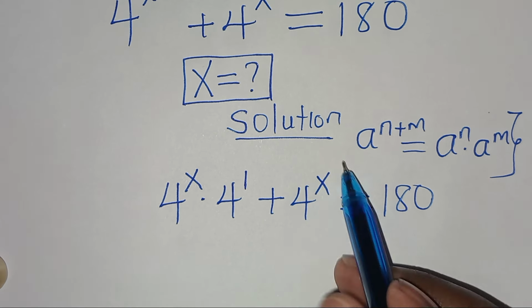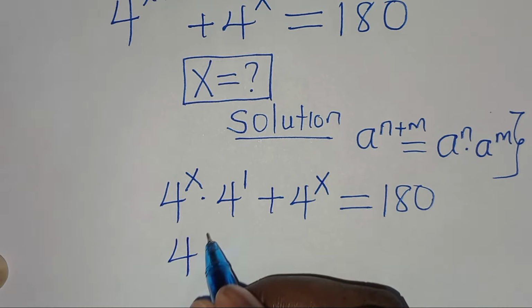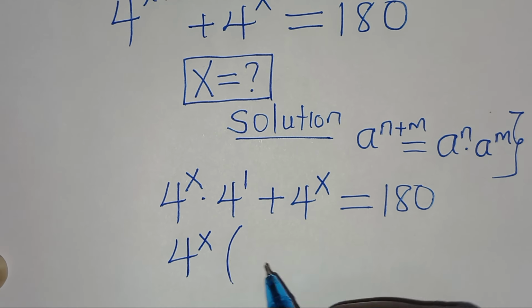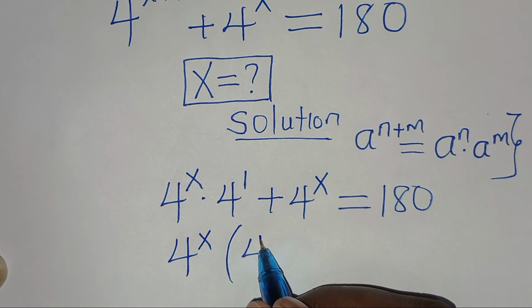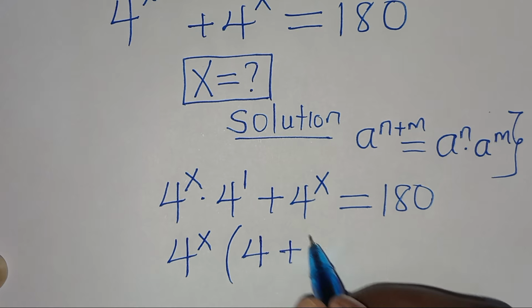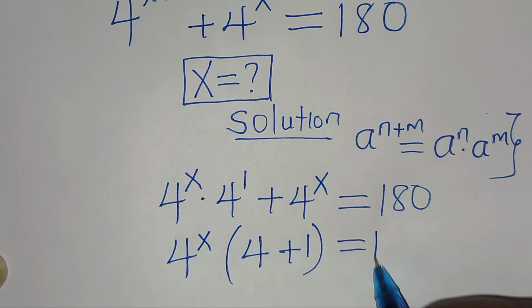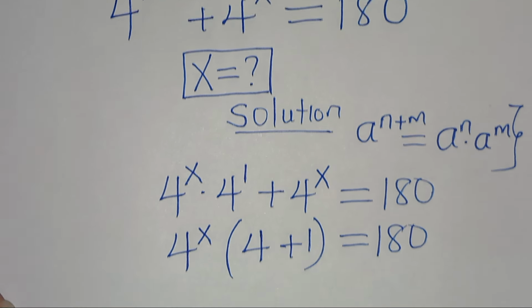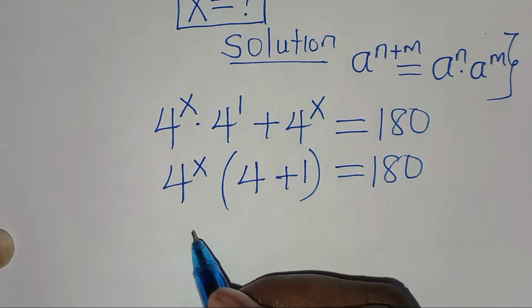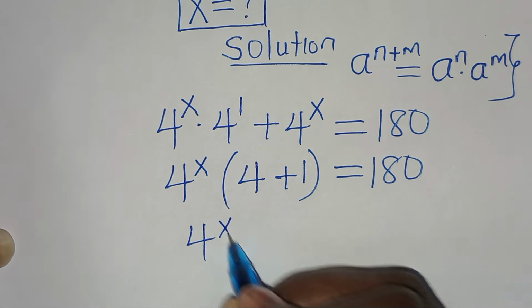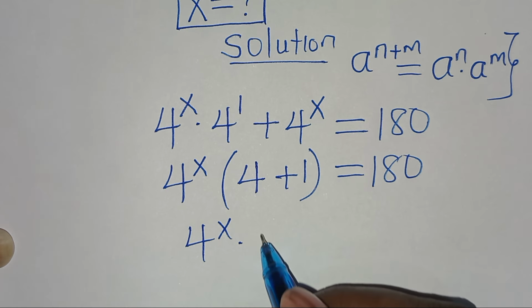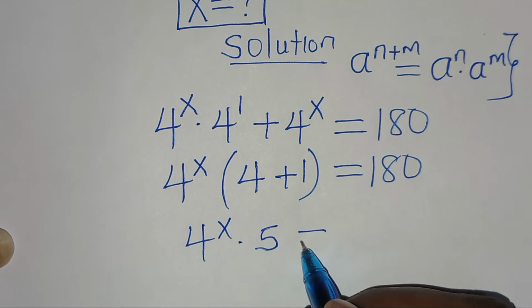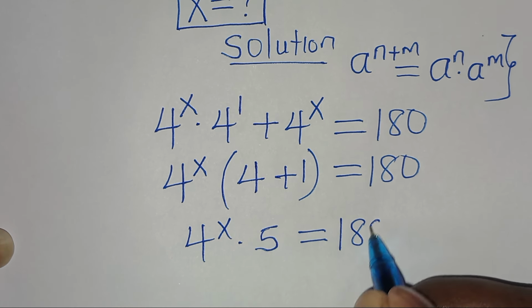4 to the power of x is common here, so we can factor out 4 to the power of x, so that now in the parentheses we have 4 plus 1. This is equal to 180. So therefore we have 4 to the power of x multiplied by 4 plus 1, which is 5. This is equal to 180.